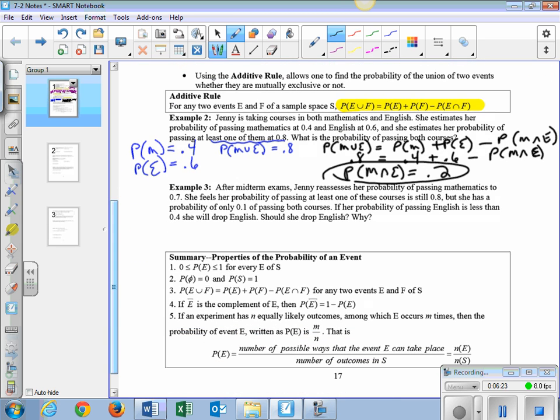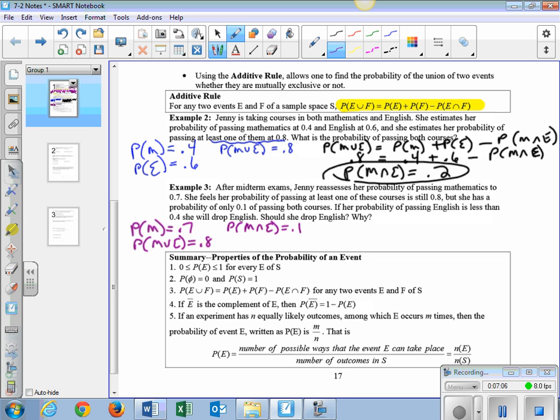After midterm exams, Jenny reassesses her probability of passing mathematics to 0.7. Yay, she increased her math probability here. She feels her probability of passing at least one of these courses is still 0.8. Okay, so let me go back and write this out. The probability of passing math now is 0.7. She feels the probability of at least one of these courses is still 0.8, so that's a probability of math or English is still 0.8. But she has a probability of only 0.1 of passing both of those classes. Ooh, that's bad news. Math and English is 0.1. If her probability of passing English is less than 0.4, she will drop English. So we got to figure that probability out.